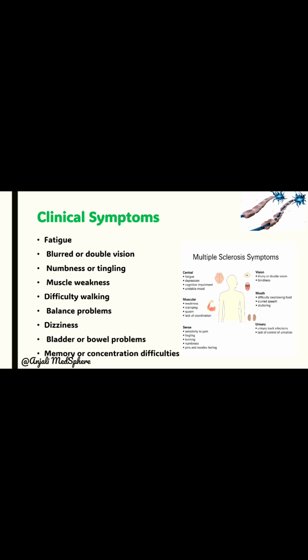Blurred or double vision: if the myelin sheath over the optic nerve is inflamed, that will affect the vision, so blurred vision, double vision and even blindness can result. Muscle weakness, which is why the fatigue exists. Difficulty in walking, coordination problems and dizziness can be there. They have difficulty in swallowing food. They will have difficulty in speech, slurred speech and stuttering can be there.